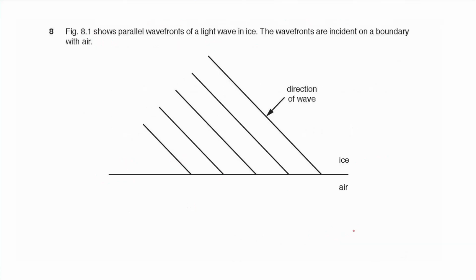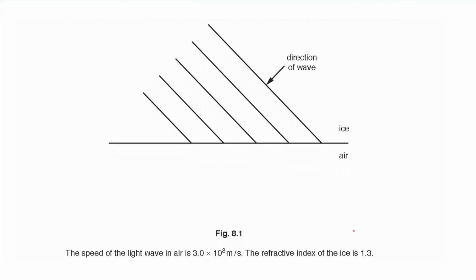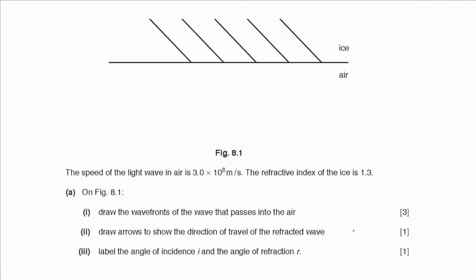Question 8 says figure 8.1 shows parallel wavefronts of a light wave in ice. The wavefronts are incident on a boundary with air. So going from ice to air, that means that the light speeds up. And it says the speed of light wave in air is 3.0 times 10 to the power of 8 meter per second. The refractive index of the ice is 1.3.